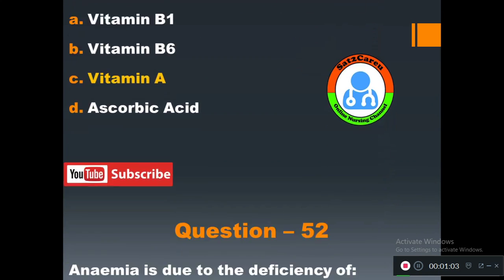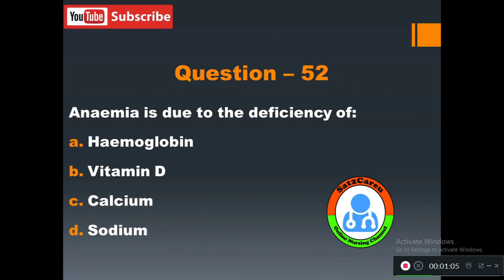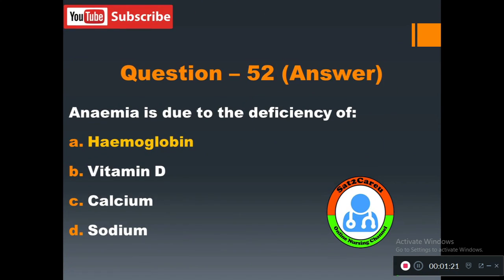Question number 52. Anemia is due to the deficiency of option A, hemoglobin, B, vitamin D, C, calcium, D, sodium. Anemia is due to the deficiency of option A, hemoglobin.